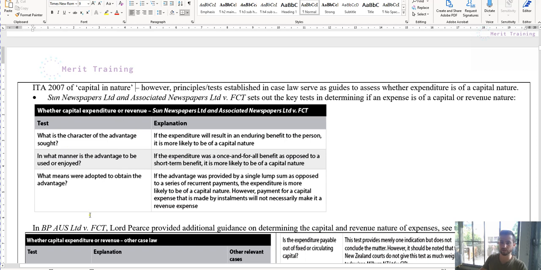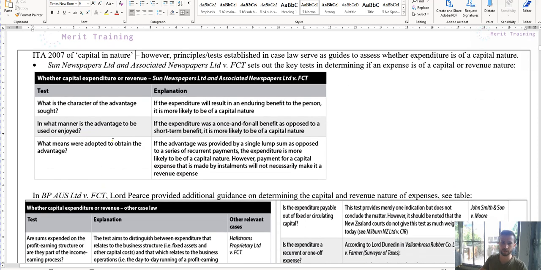So the key questions to ask is, what is the character of the advantage sought? If the expenditure will result in an enduring benefit to the person, it's more likely to be capital in nature. So are you buying a business because it's going to provide you a lifelong income, or are you buying a newspaper, for example, which is going to be in your business for customers to read, but you'll have to throw it out? So there's no enduring benefit there. That would be on revenue account.